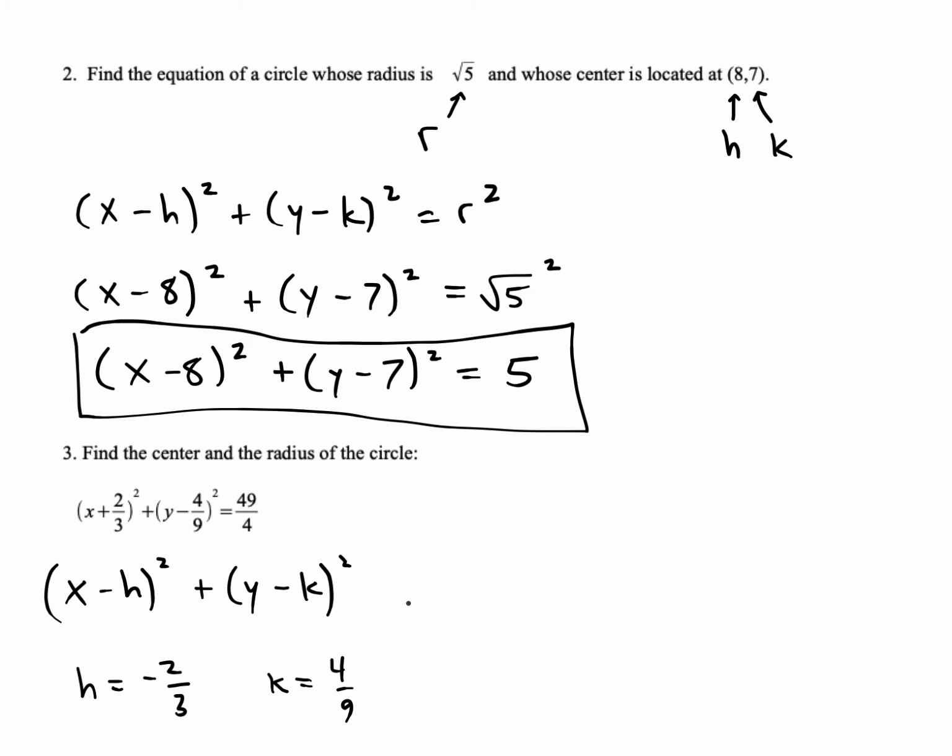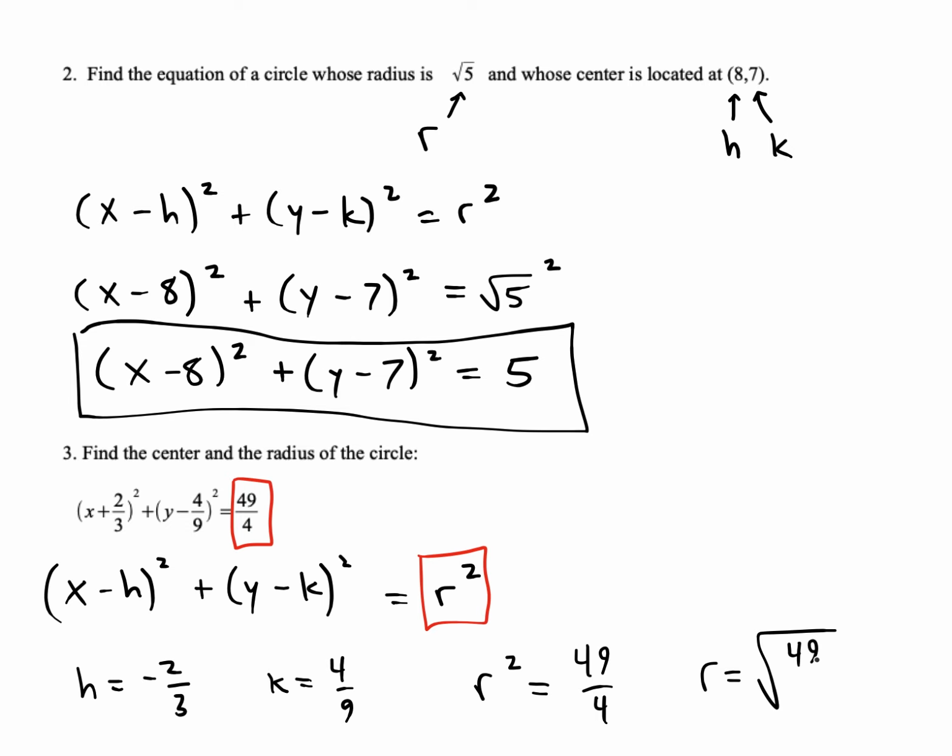Now r is a little tricky because in our standard form, we have an r squared. So r is not 49/4. Instead, what we have is r squared is 49/4. That's the thing that's in the place of r squared. So if we want to find r, we want to take the square root of 49/4. So that's going to be 7/2.